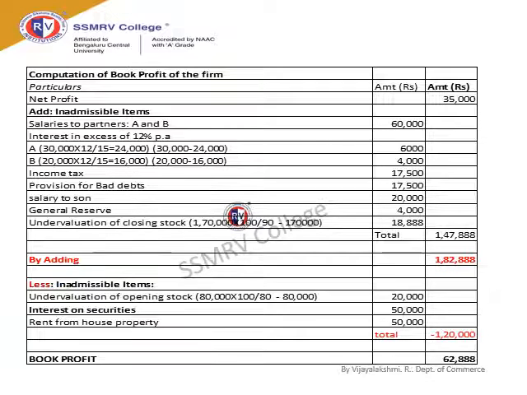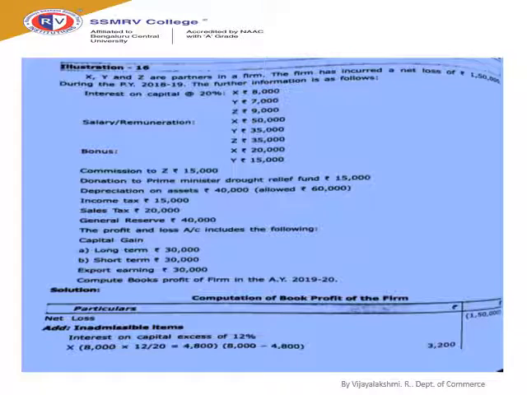Interest on securities will be taken and rent from house property will be taken. All these put together comes to 1,20,000, which should be deducted from 1,82,888. So finally you are going to get a book profit of 62,800. We have the other problem for you.